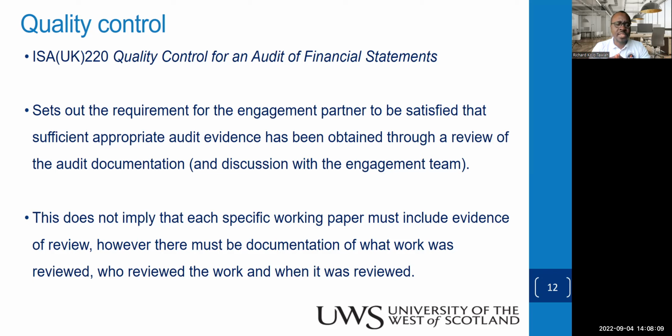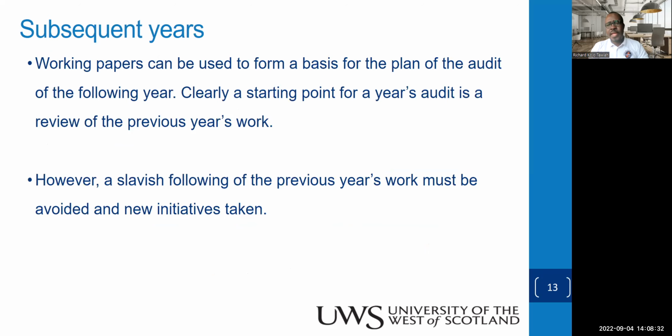Now, it does not imply that each working paper must include evidence of review, but at least a good number of them, okay? Sometimes they use their own sampling method to select some working papers and then review them, but at least it should show that it has been reviewed, who reviewed it, when it was reviewed, and what was the outcome of the review. Any work you do on your working papers, have this in mind: somebody will use your working papers next year to do his work.